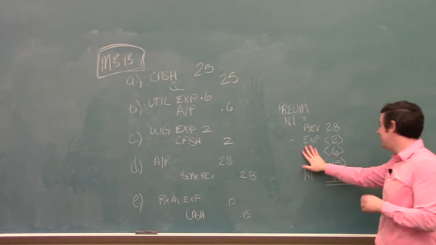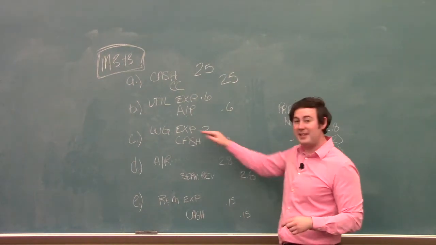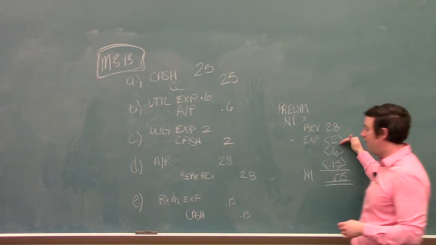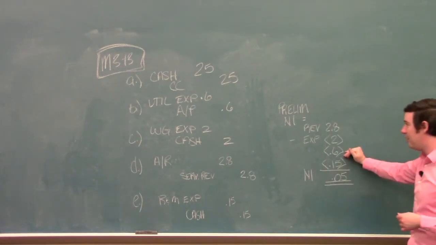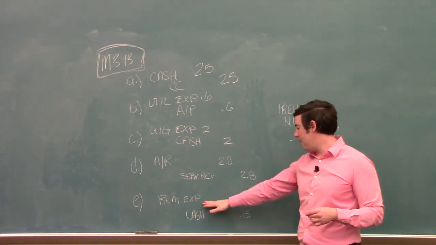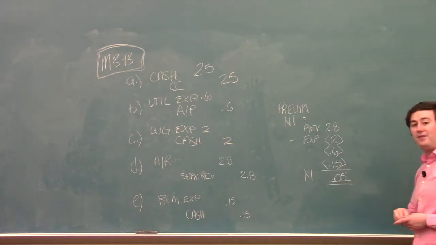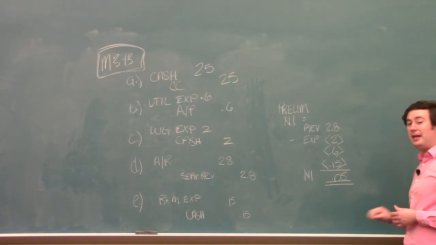So looking for expenses here, we find we have wage expense at $2,000, so we have that listed out here. We have utilities expense at $600, have that listed out here. And then we have repair and maintenance expense, have that listed out at $150. That leaves us with $50 in preliminary net income.